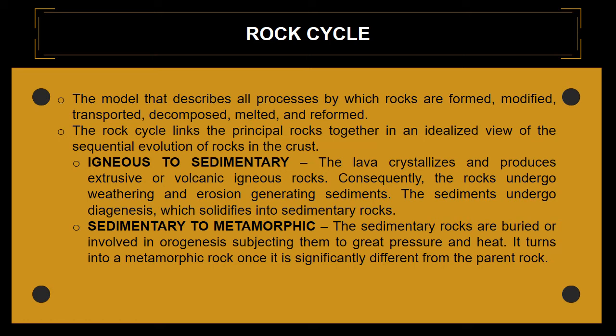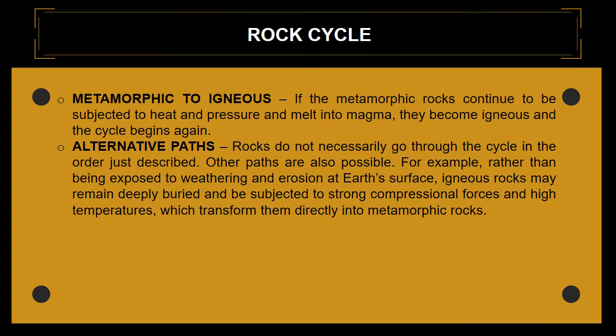Okay? Next, metamorphic to igneous. If the metamorphic rocks continue to be subjected to heat and pressure and melt into magma, they become igneous and the cycle begins again. So, ito naman, pressure and heat sa Earth's crust, lalo na malapit sa magma. So, ang mangyayari dito is they become igneous and the cycle begins again. So, ulit lang yung cycle na yun.